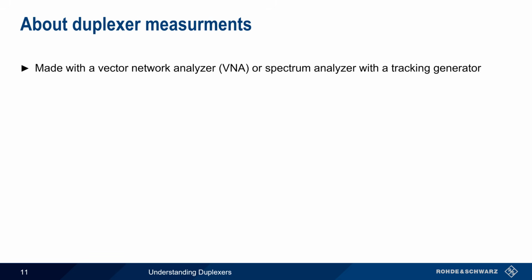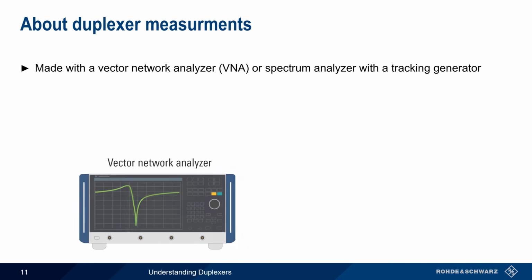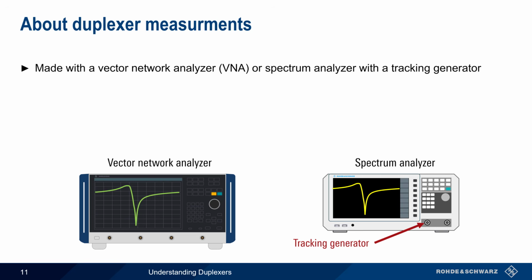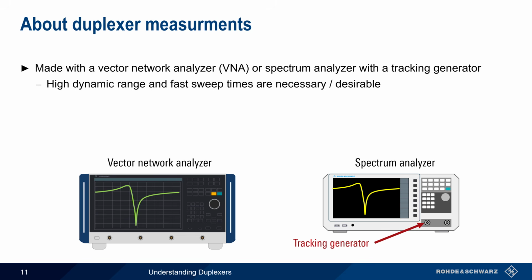Measuring or characterizing duplexers is most often done using a vector network analyzer, but in some cases, measurements can also be made using a spectrum analyzer with a tracking generator. Because of the high level of rejection provided by duplexer notch filters, the instruments used to measure duplexers normally require a high dynamic range. A fast sweep time is desirable when tuning filters, so the effect of a tuning adjustment can be seen in near real time.